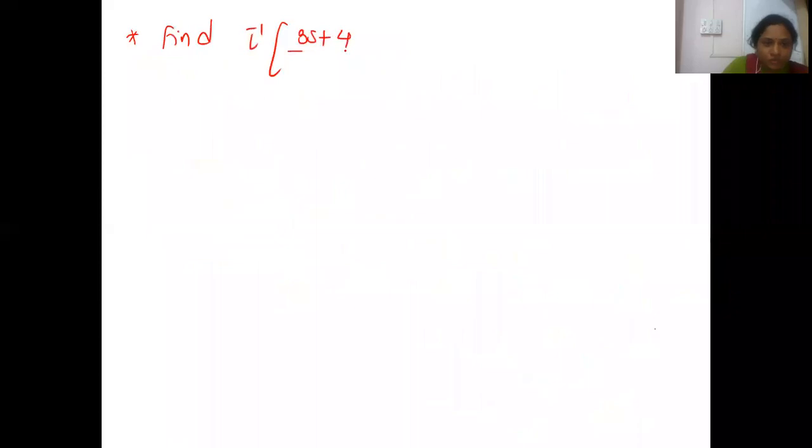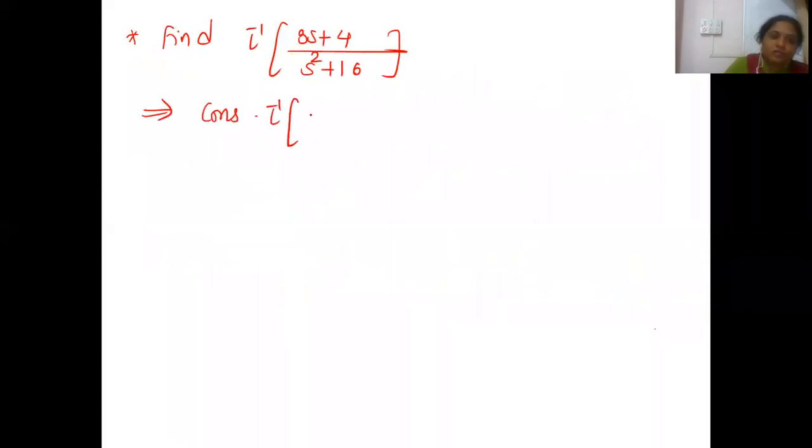Next question. Find the Laplace inverse of 3s plus 4 upon s square plus 16. Can you tell me what you can do?